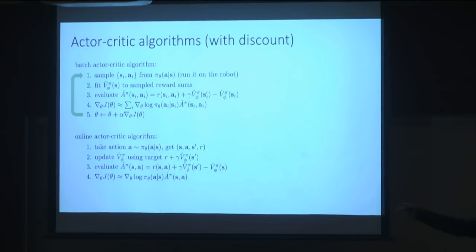So you take grad log pi for the action that you just took, multiplied by the advantage that you just calculated, and that's your gradient. And then you add your gradient to your parameters, and that'll get you a better policy. And in principle, you can do this every single step.